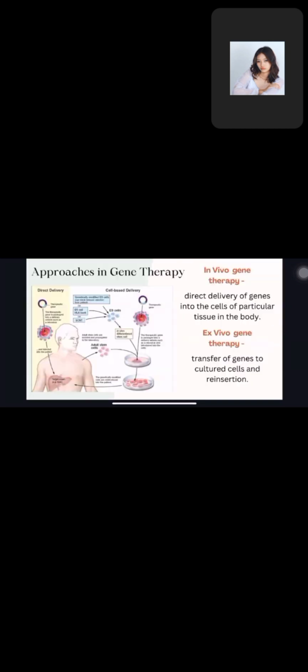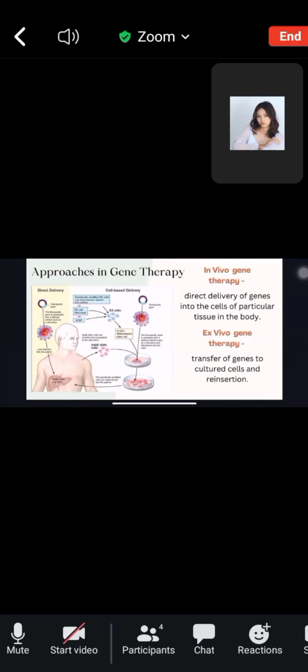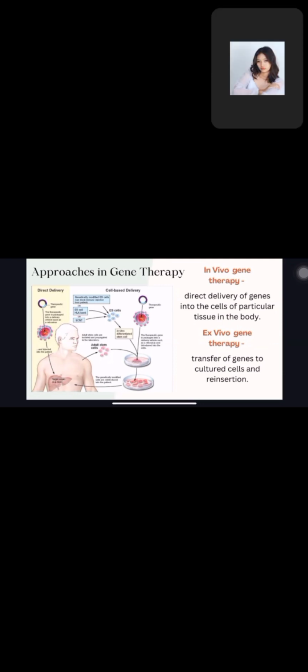Approaches in gene therapy. In vivo gene therapy is the direct delivery of genes into the cells of a particular tissue in the body. It is a strategy in which genetic material, usually in the form of DNA, is applied to modify the genetic repertoire of target cells for therapeutic goals.